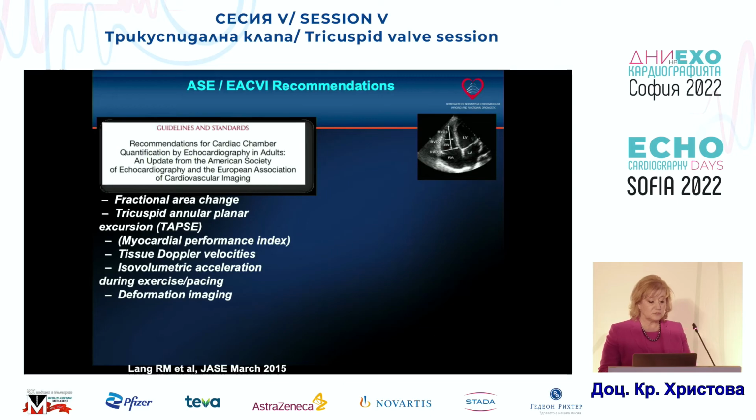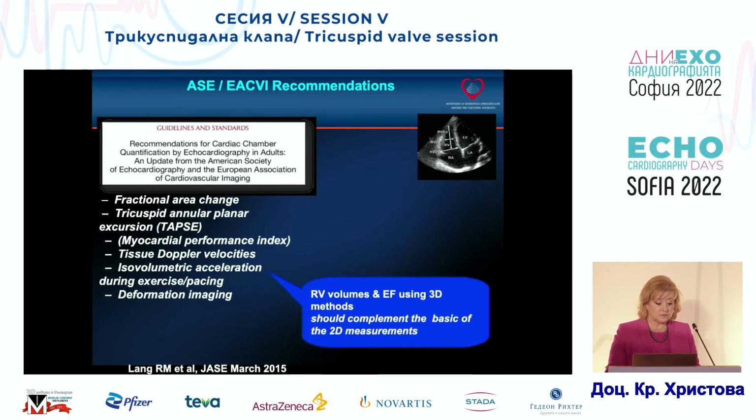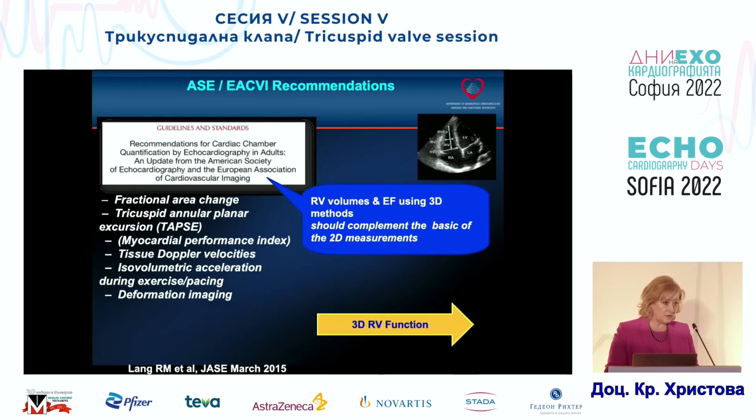Затова препоръките са, когато използваме двуразмерната ехокардиография, да определяме единствено зоната на съкращение, преместването на трикуспидалния клапен пръстен или TAPSE. Можем да изчислим миокардния перформанс индекс или Tei индекса в дясно. Можем да използваме скоростите на ниво трикуспидален клапен пръстен от тъканен Доплер. Можем да използваме индекса на изоволуметрична акцелерация по време на стрес тест или чрез пейсиране. Както и да използваме деформационния имиджинг или спекъл тракинг.